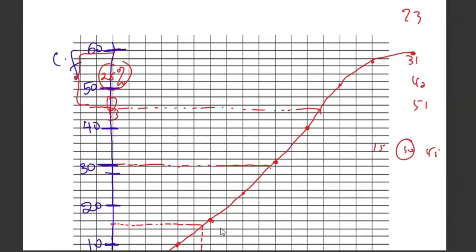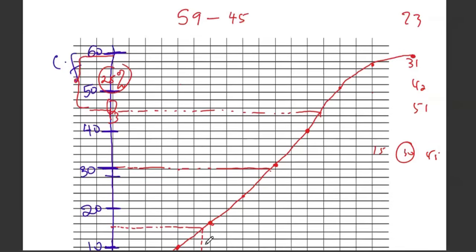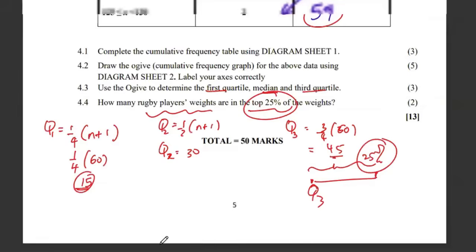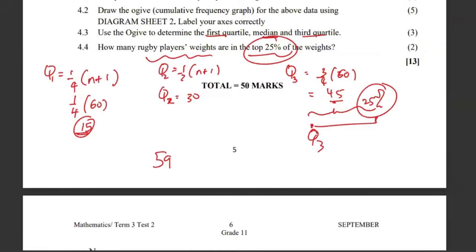It's going to be 59 minus 45. So 59 minus 45, that gives me 14 learners. Okay. So we said 59 minus 45, that gives us 14 rugby players, not learners. So 14 players is what we needed.